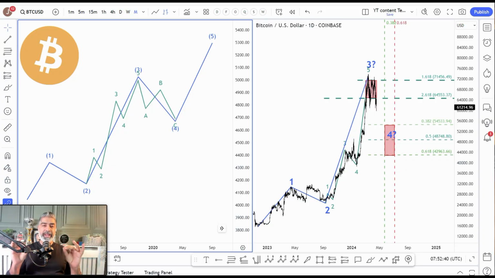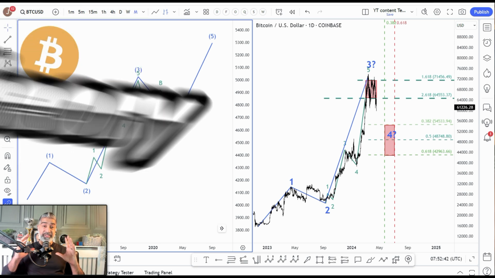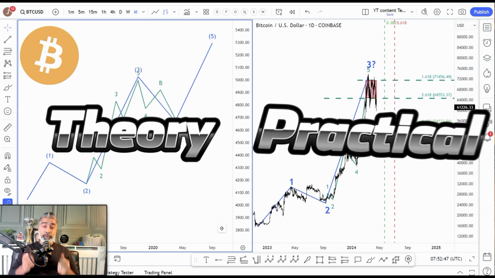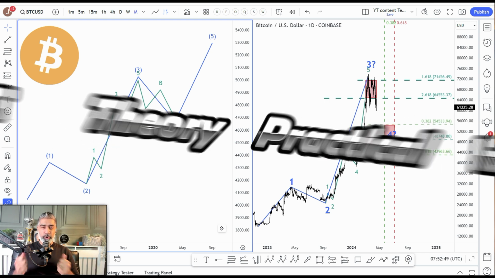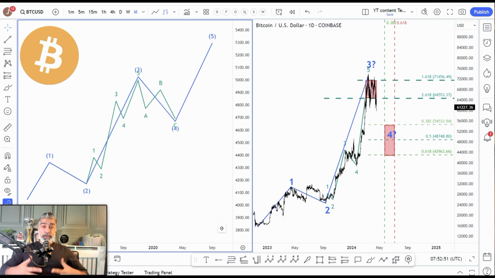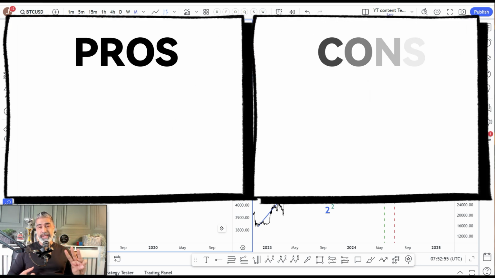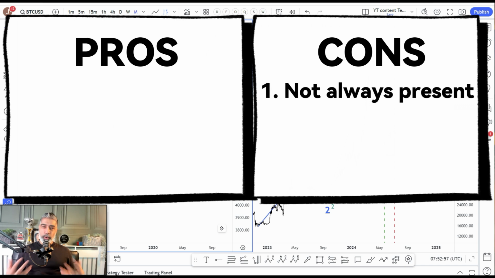What you're looking at right now on the left-hand side is the theory of Elliott wave, and on the right-hand side is the actual price action of Bitcoin, and we're going to correlate the two. But first, let's look at the pros and the cons. Well, the three real cons of Elliott wave theory: it's not always present. Some people try and apply Elliott wave theory when the pattern's not clear. So we want to know that 60% of the time it's clear, 40% of the time it's not.